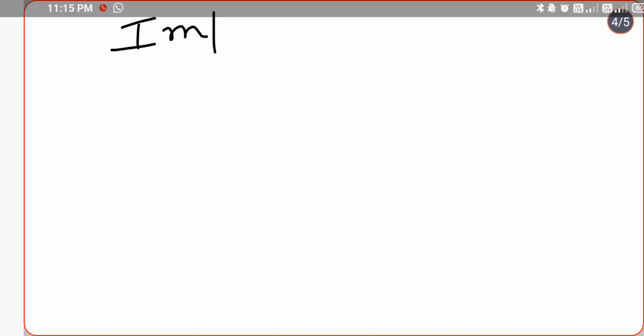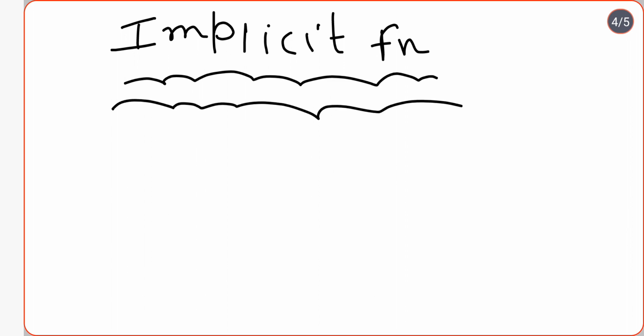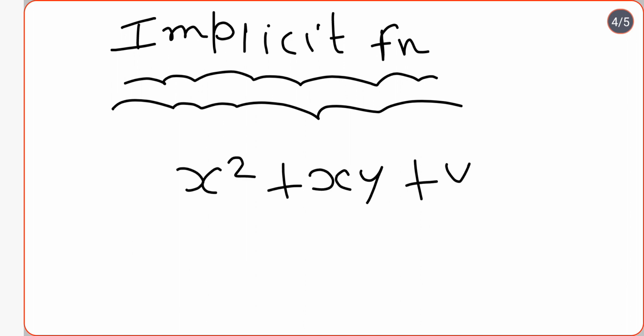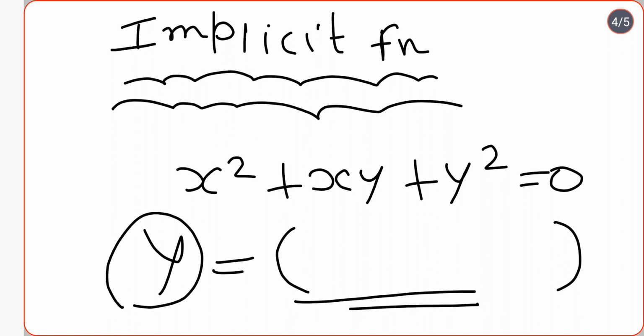But the implicit function is basically the reverse of the explicit function. If you can't represent the dependent variable with respect to the independent variable, then it is an implicit function. Suppose it is written as x square plus xy plus y square equals 0. Now can you represent y in terms of only x on the right hand side? Is it possible to represent y by only the independent variable x?